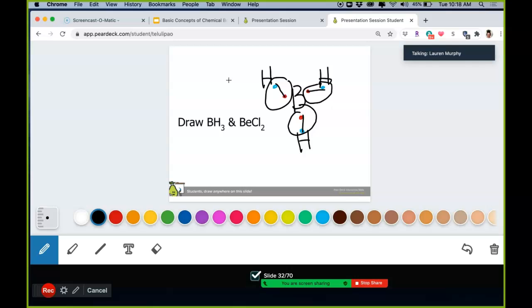So it's an exception to the octet rule. It is totally stable this way. Now, again, that doesn't mean it can't have 8 electrons around it. The boron can have 8. It can hold up to 8 electrons. Hydrogen and helium cannot. But boron can, because it's on that second energy level. And remember, there's p orbitals in there. But it is okay this way. It can be stable this way.